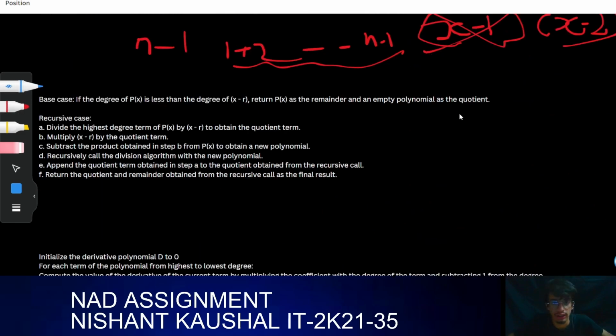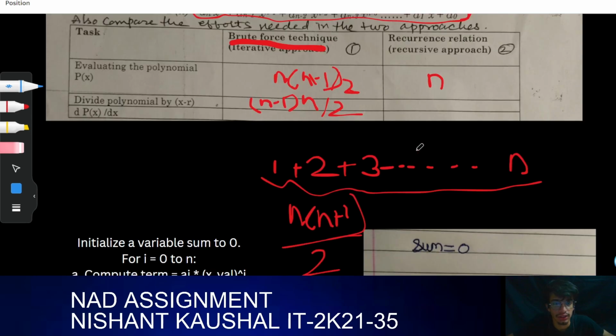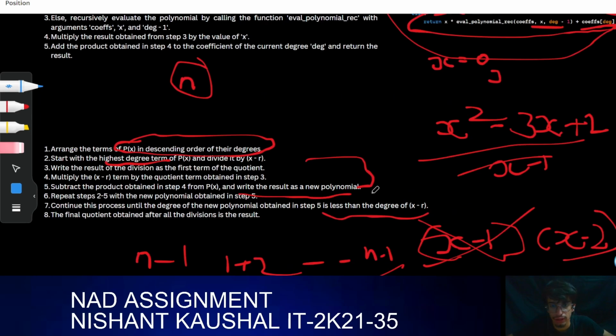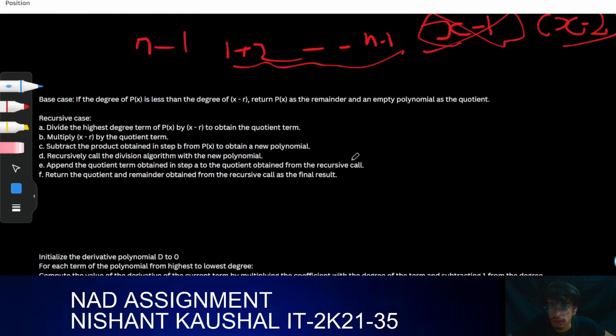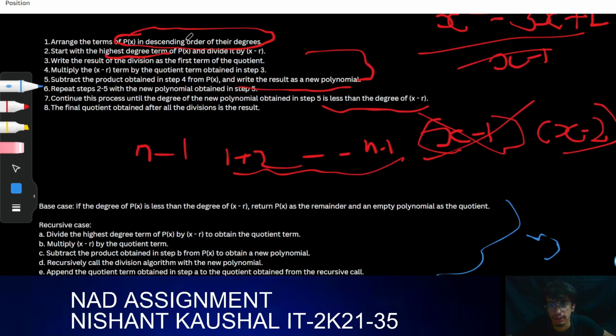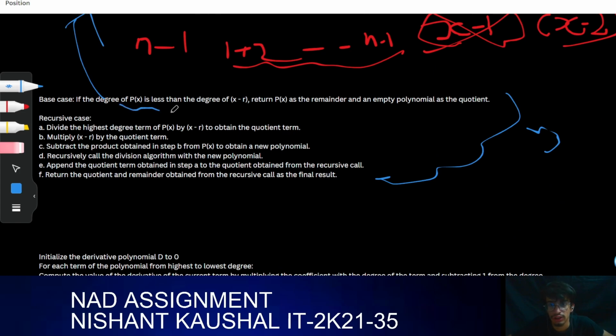And for the recursion case, it will be the same as n, just like we did in the brute force method. Just in this case, we will use recursion and call the functions continuously, else both the algorithms are the same. In this case, we must know that the degree of the polynomial should not be less than that of x minus r, and if it is the case, then we should return P(x).